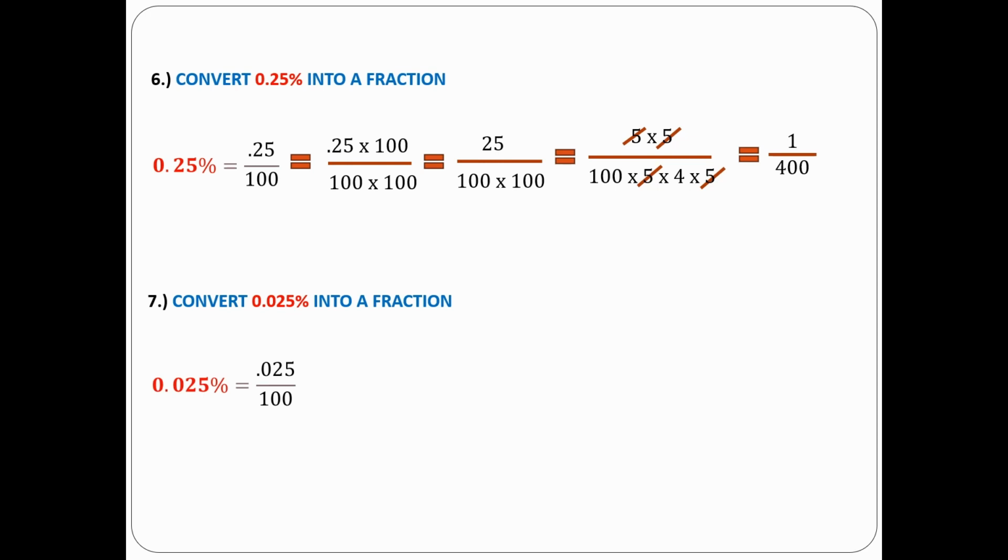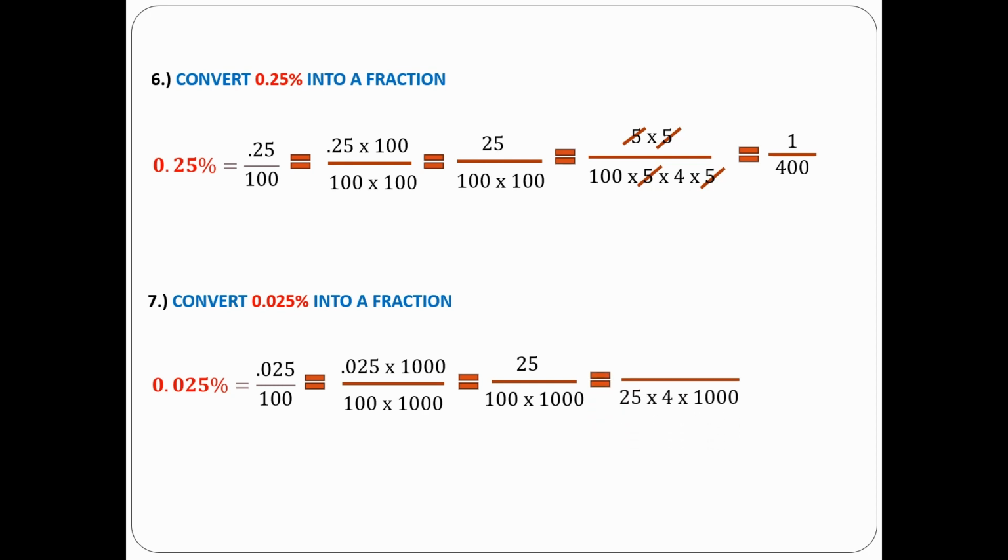Here is another example. Convert 0.025% into a fraction. So 0.025% is basically 0.025 over 100. Now in order to turn 0.025 into a whole number, we need to multiply the top and the bottom by 1000. So 0.025 times 1000 is simply 25. The bottom is left as 100 times 1000. The 100 at the bottom can be written as 25 times 4, and 1000 remains.